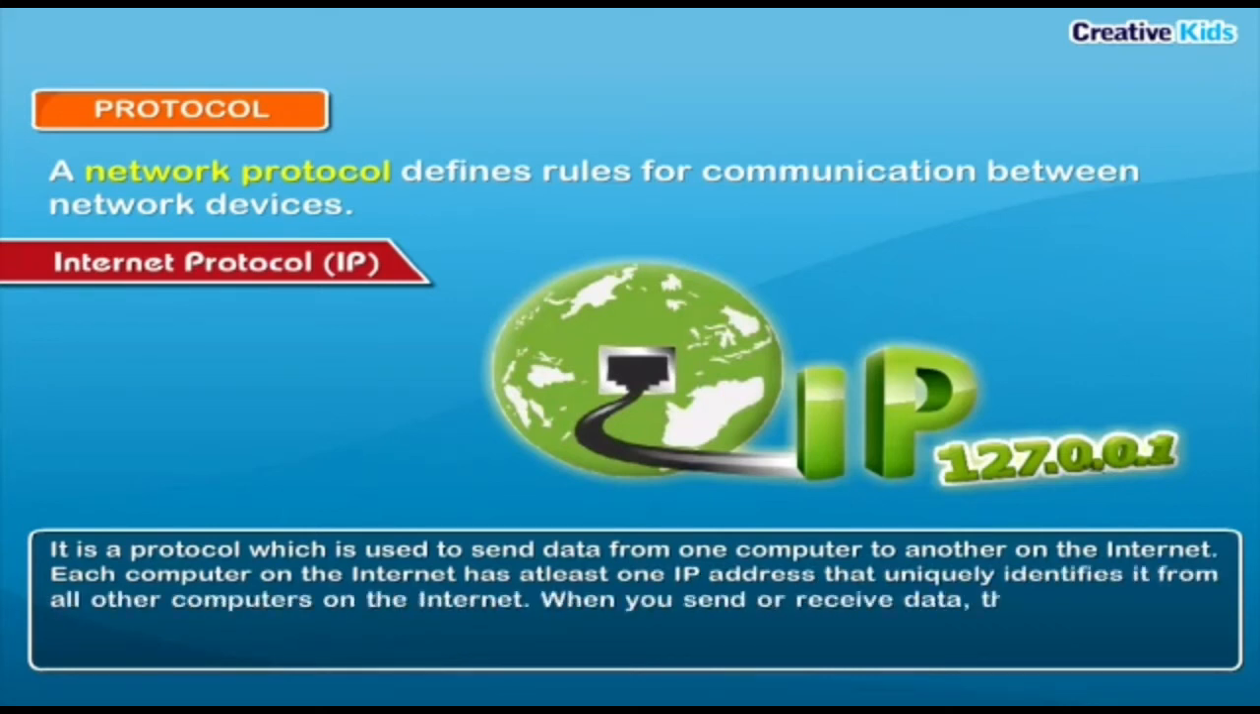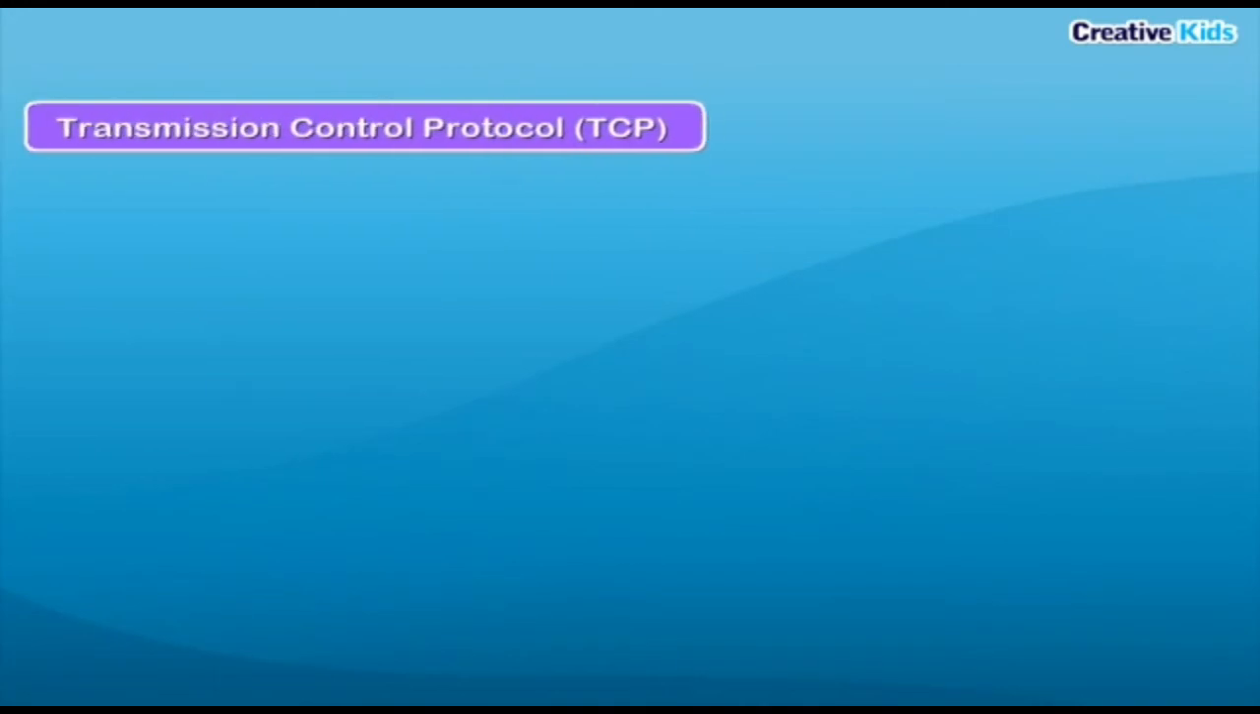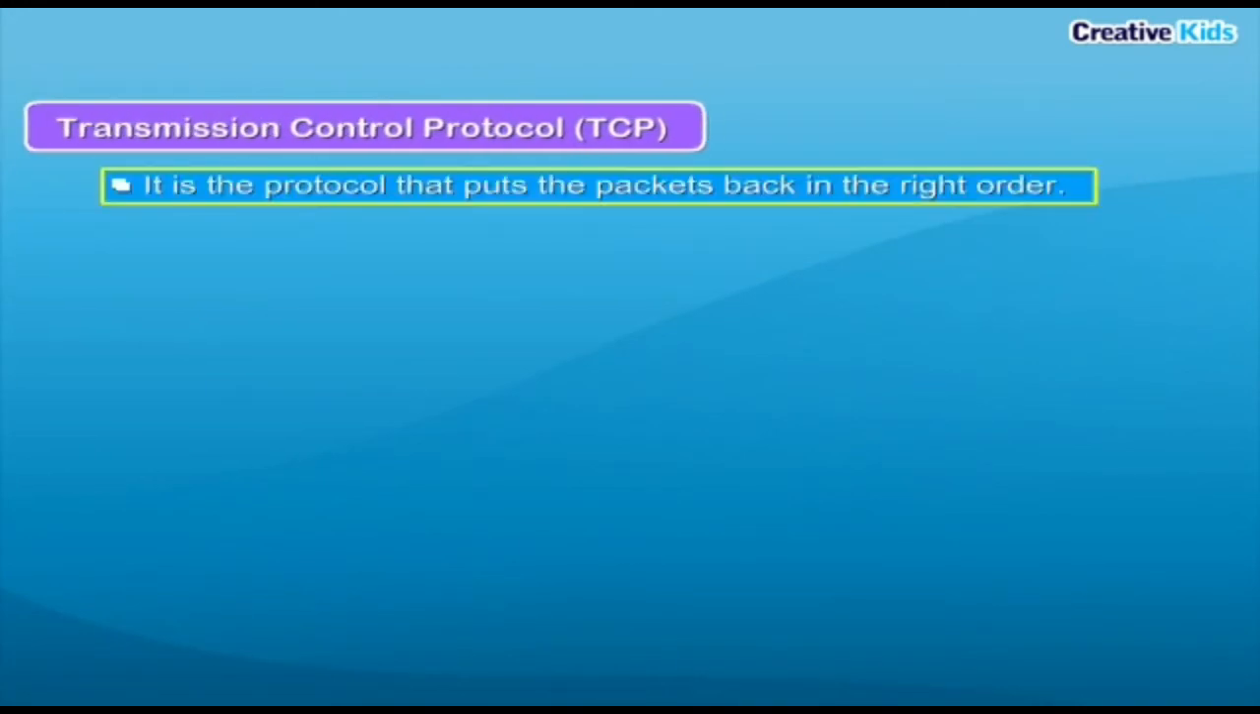Each computer on the Internet has at least one IP address that uniquely identifies it from all other computers on the Internet. When you send or receive data, the message gets divided in the form of packets. These packets contain both the sender's and receiver's IP address. Transmission Control Protocol (TCP). It is the protocol that puts the packets back in the right order.